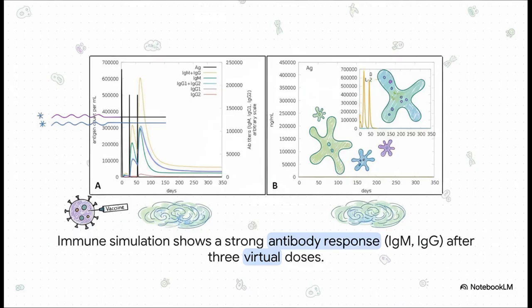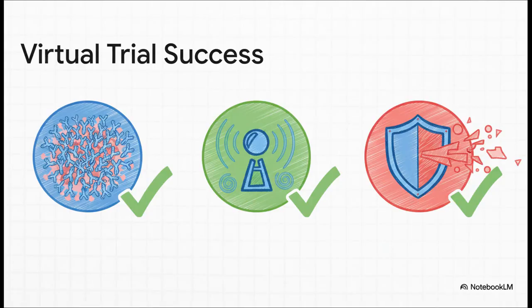And the results? They were incredibly promising. This chart from the simulation shows a classic, powerful immune response. You can literally see the spikes in antibodies after that first virtual dose, and then even stronger responses after the second and third simulated booster shots. So, to put it simply, the virtual trial was a huge success. The simulation predicted everything you'd want to see: strong antibody production, the release of critical virus-fighting signals, and ultimately, a well-trained immune system that was ready to clear the threat.